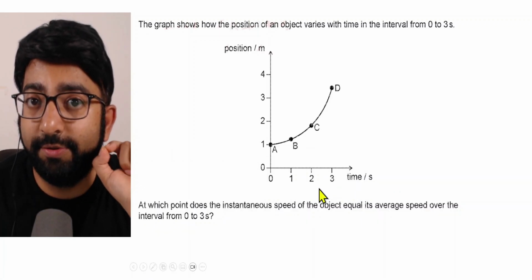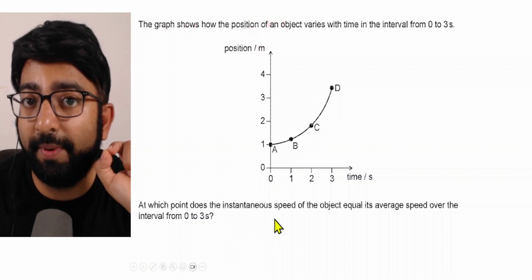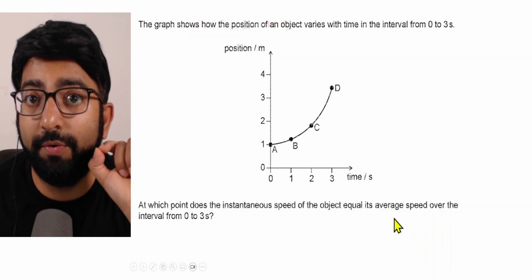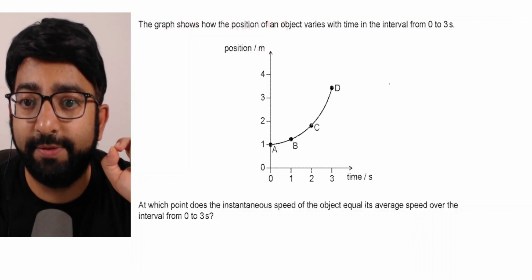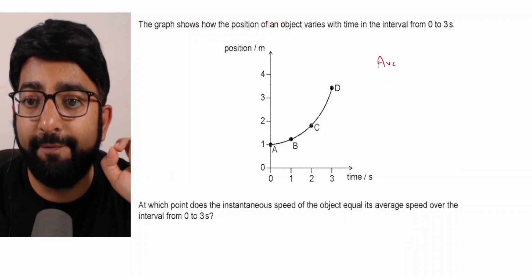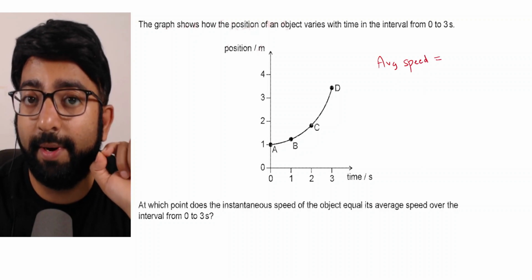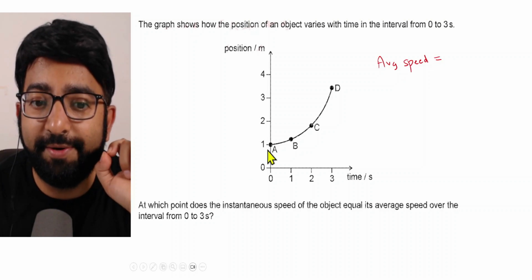Before we solve this question, just remember instantaneous speeds are to be found using the gradient, but the average speed is to be found using the basic formula. So let's figure out the average speed. Average speed, if you recall the formula, is the total distance traveled divided by total time. So how do we find the distance traveled?